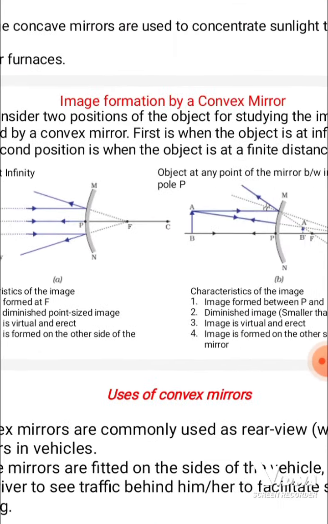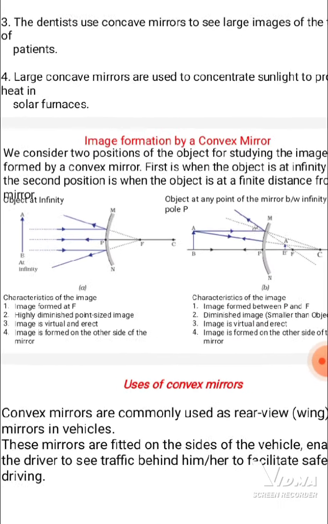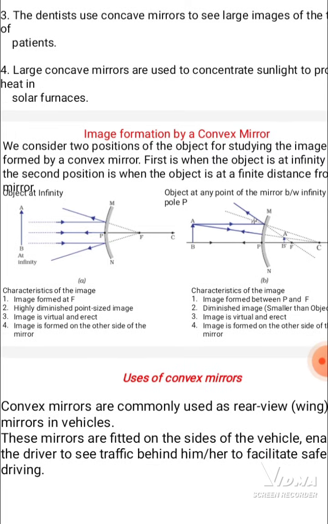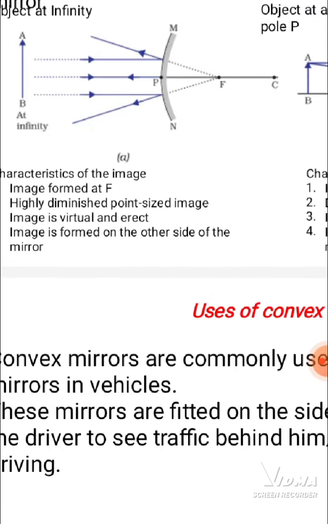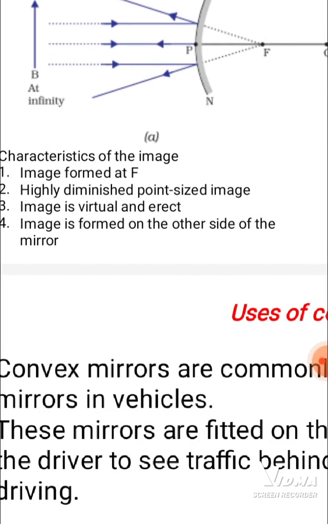So in the two cases, for example, when the object is at infinity, what are the characteristics of the image formed? Number one, the image is formed at F. Then two, the image is highly diminished and of course point size, a dot size image. Then the image is virtual and erect, that means it cannot be formed on the screen. And the fourth one is that the image is formed on the other side of the mirror. So when you have the object at infinity, those are the characteristics of the image.